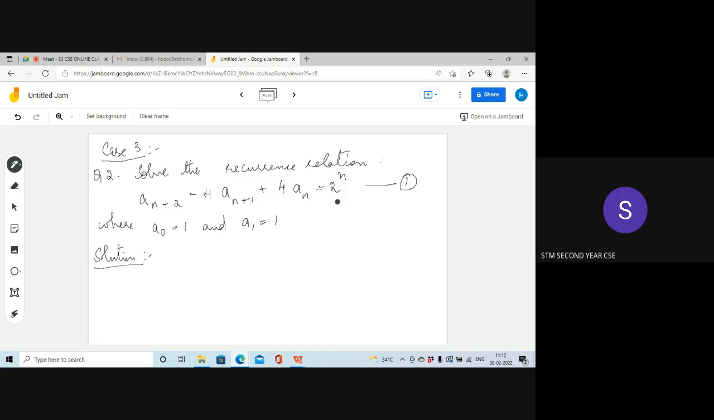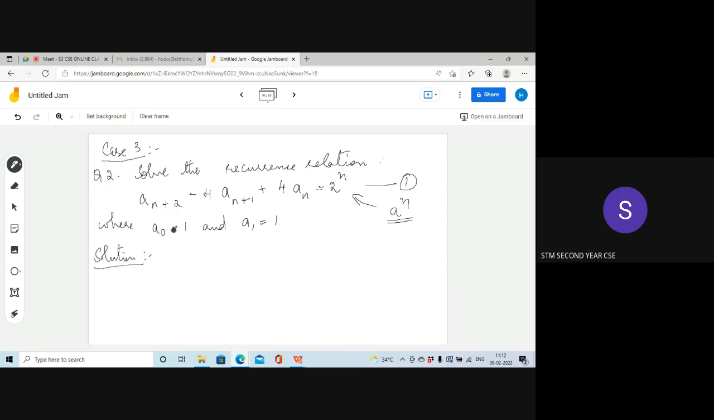So looking at this equation, is it homogeneous? Is it first order? What kind of a relation? Is it linear? What are the details about the recurrence relation? Is this recurrence relation homogeneous? No, very good. Why? On the RHS side, we have a raised to n term. This is of the form a raised to n, so it comes under case 3.